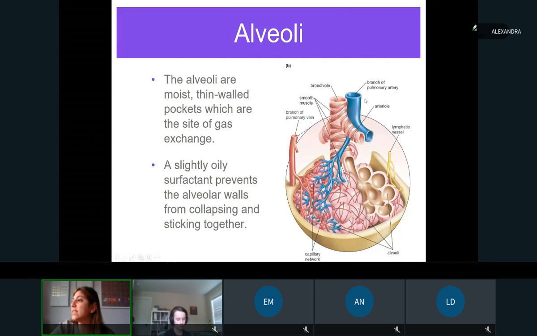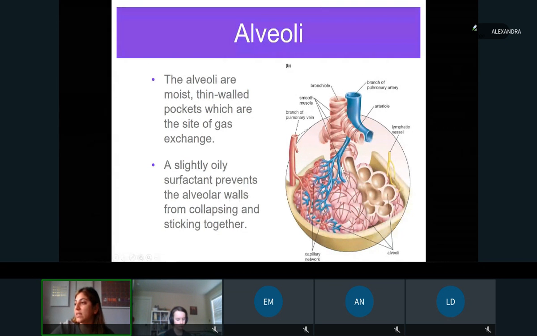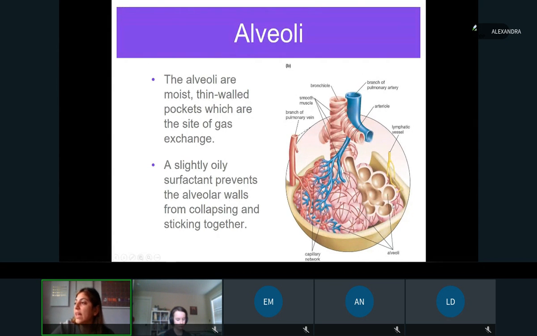And so what we start to see is the blood gets brought down to these little sacs, these alveoli, and then they exchange, right? They release the carbon dioxide into that same sac while taking in the oxygen and then sending it out to the rest of your body. And when you exhale, you're really exchanging that carbon dioxide out. Okay, so again, remember, you really just want to know this: alveoli are moist, thin-walled pockets, which are the site of gas exchange.